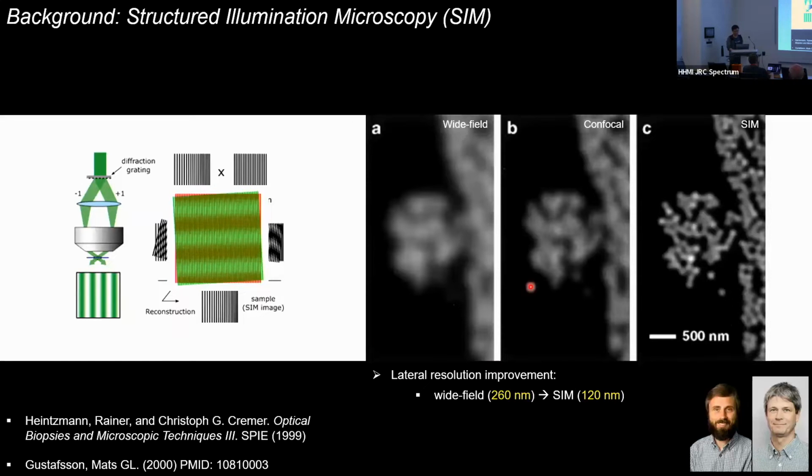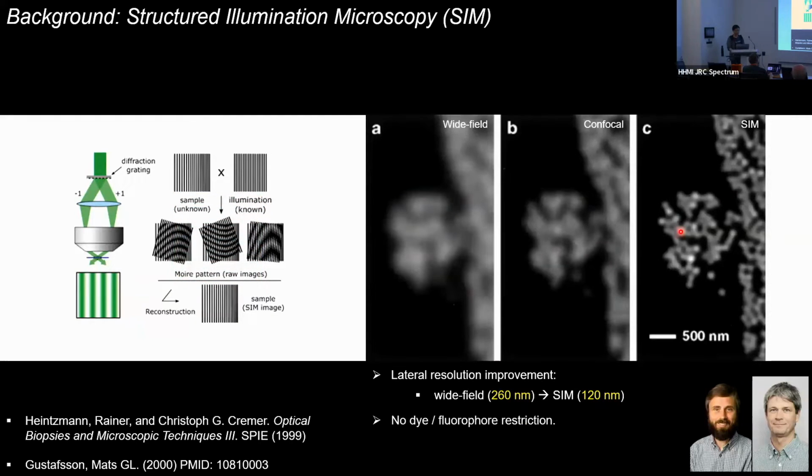So compared with the wide field and the confocal microscope, structured illumination microscopy has double the resolution, which is actually not as good as PALM and STORM, but it has some unique advantages. There is no dye or fluorophore restriction with SIM, which means that you can use basically any kind of fluorophores or fluorescent proteins to do the super resolution imaging without photo bleaching, without photo blinking capability or photo activation. So it's quite different from the single molecule methods.